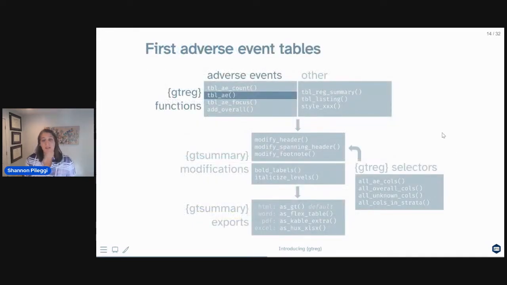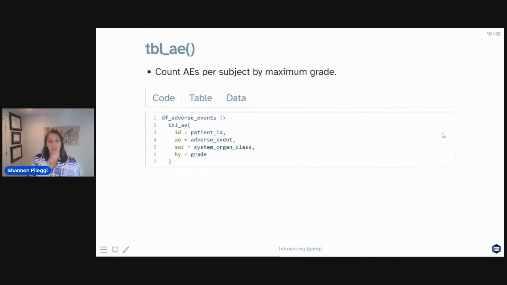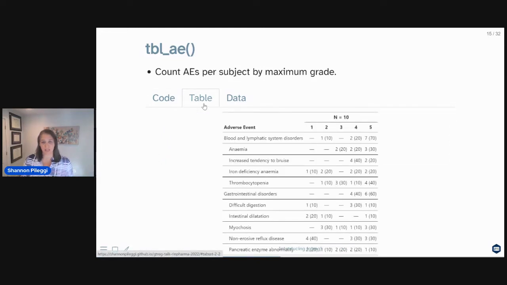So today we're going to be focusing on tbl_ae, the main function I use to create adverse event tables. What tbl_ae does is it counts adverse events per subject by maximum grade. So I'm going to take my df_adverse_events data set, pipe it into the tbl_ae function. I'm going to specify the unique identifier for a patient with the id argument, the adverse event term with the ae argument, the system organ class term with the soc argument, and how I want to summarize that. In this case, I'm doing it by grade. The resulting table is going to look like this.